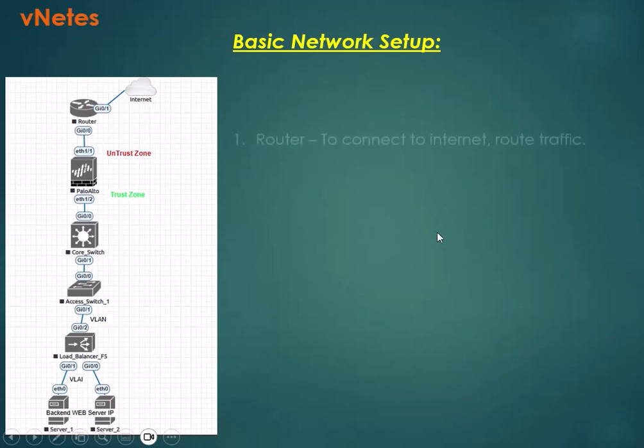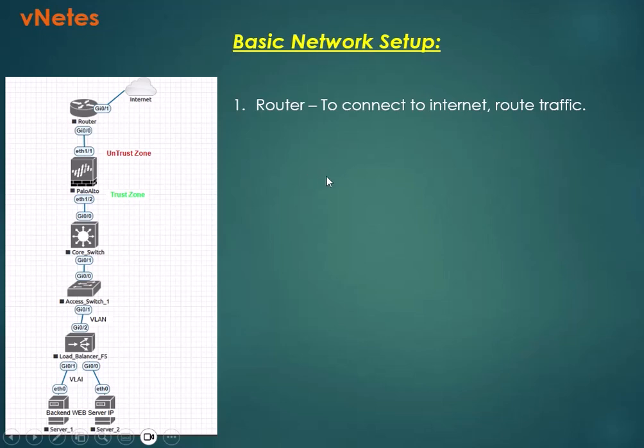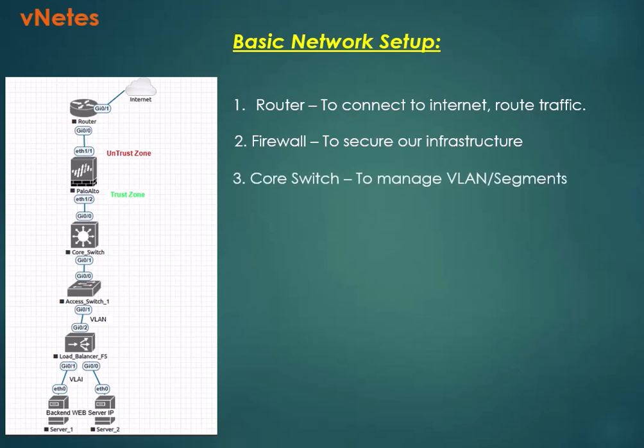Okay, first one is router. Router is used to connect to the internet as well as route the traffic between your infrastructure and the internet. Okay. Then firewall. Firewall is to secure our infrastructure, for example, to allow and block the traffic. Core switch is to manage multiple segments.